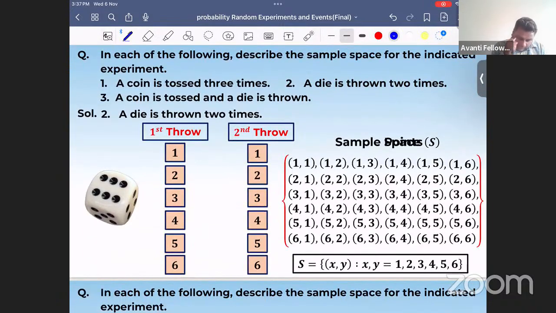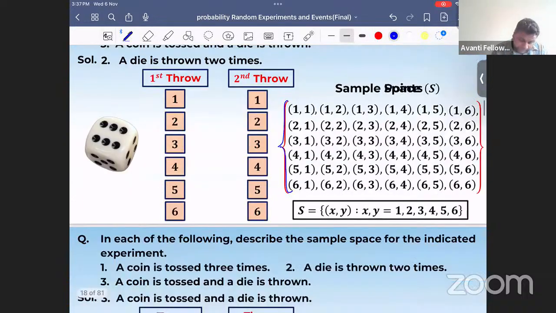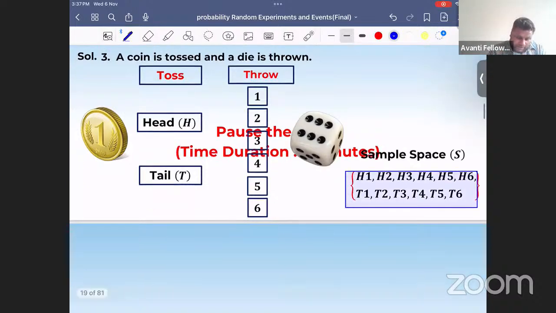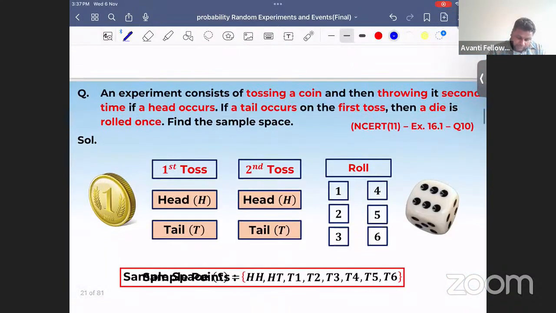Now, this is the sample space they are explaining for a pair of dice is thrown. Then this is the sample space they are explaining for a coin is tossed followed by a dice is rolled. Got it?